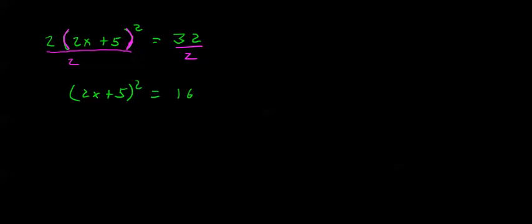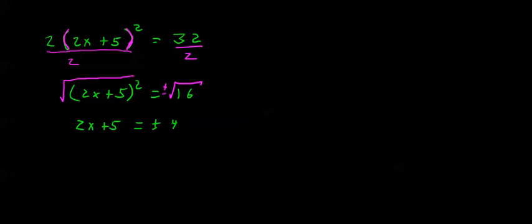Take the square root of both sides, not forgetting our plus minus. That's the biggest thing that's going to get people. And we end up with 2x plus 5 equals plus or minus 4.